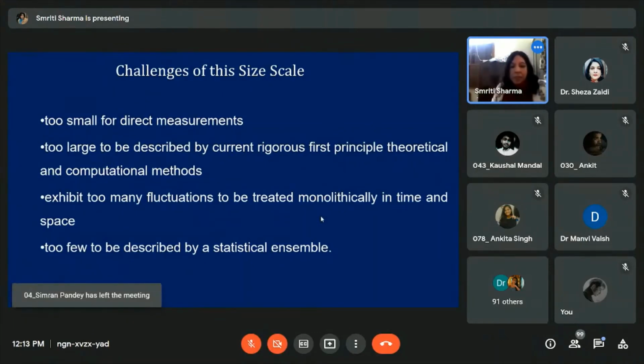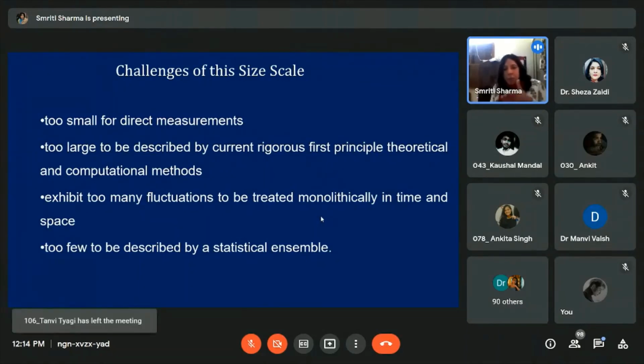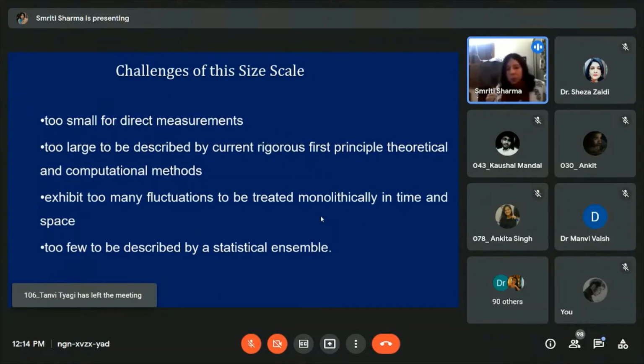See, this size scale has its challenges. What are the challenges? They're too small for direct measurements, and they're too large to be described by current rigorous first principle theoretical and computational methods. You can't directly measure them. That is one thing. And physics-wise, there are some problems, because of which these things are taking time for their translation into commercial products. So these are some of the challenges.